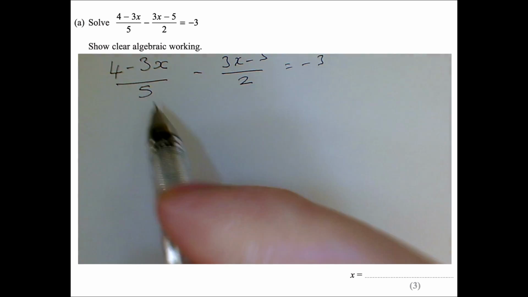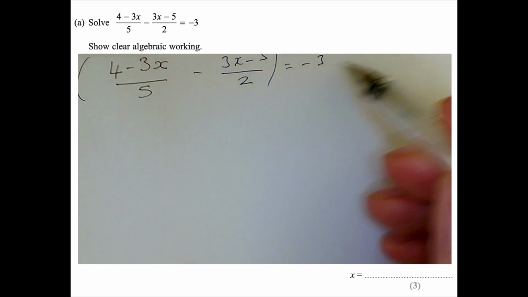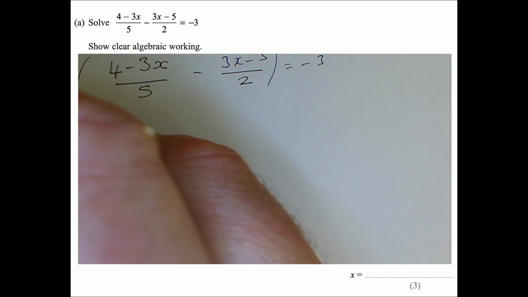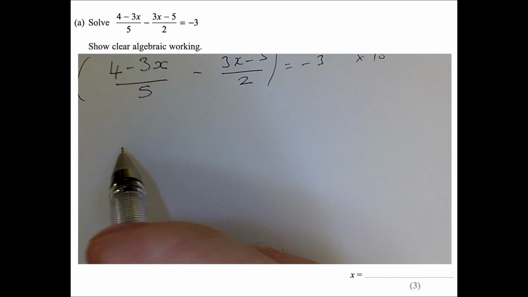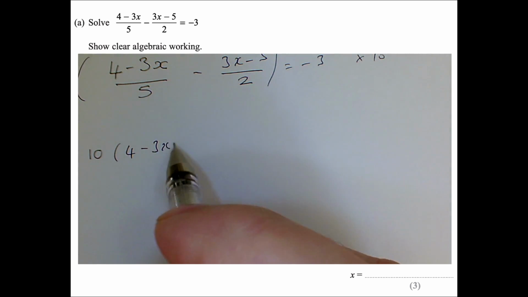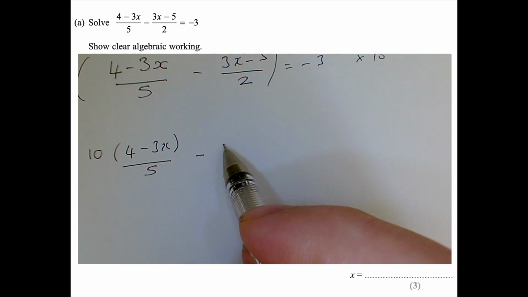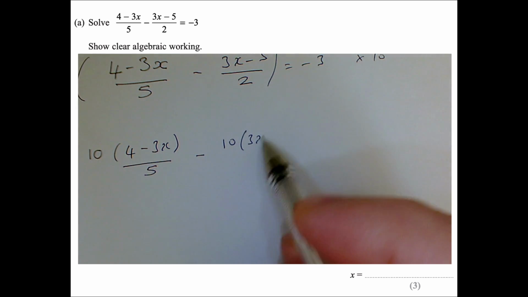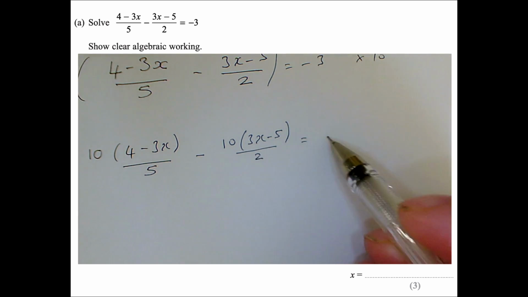So I'm going to write that down for the examiner, what I'm doing. So here it goes. I'm writing these brackets times by 10 on the outside, and minus 3 times by 10. And so if I multiply through now by 10, I'll write it out in full so you can see exactly why this is a good idea. So we've got 10 times (4 minus 3x) over 5, minus 10 times (3x minus 5) over 2, is equal to minus 30.